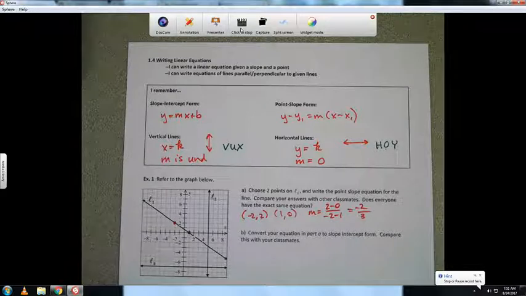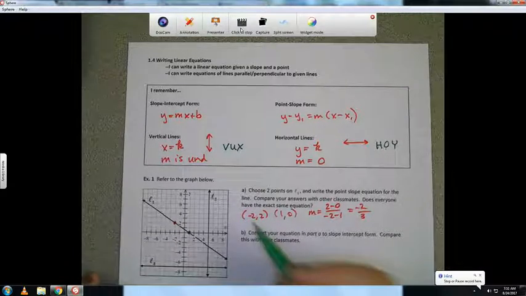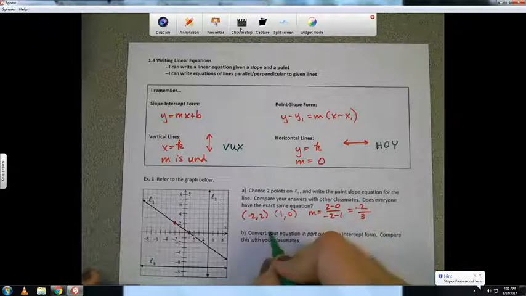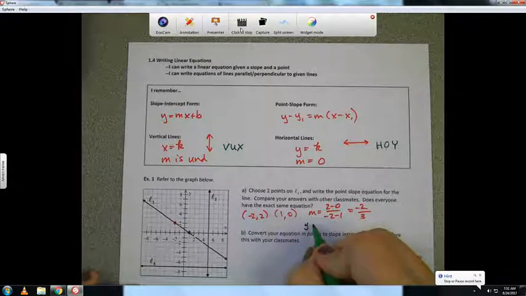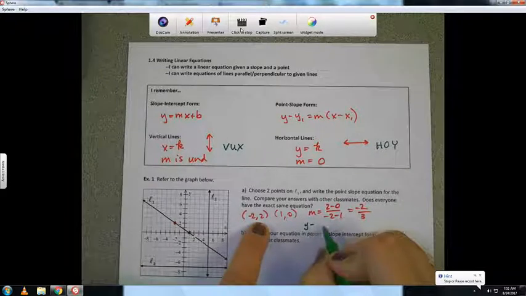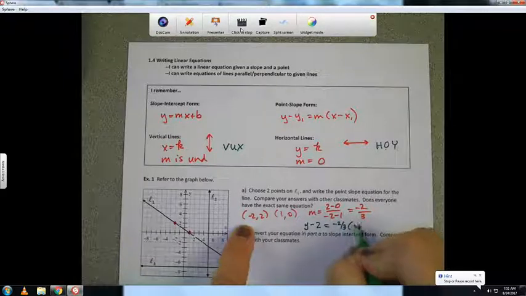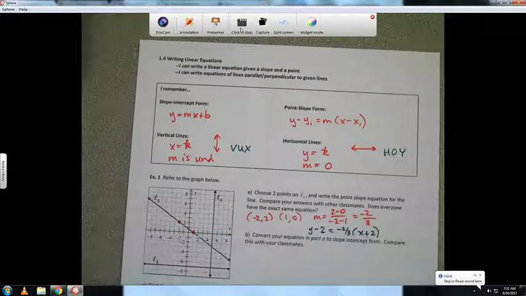The point-slope equation is super nice, because you can take either one of these points and use them in the x1, y1 position. So my equation is going to be y minus, and I'll just go ahead and use this one here, 2 equals negative 2/3 x plus 2, and you're done.